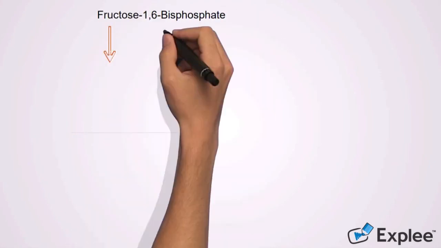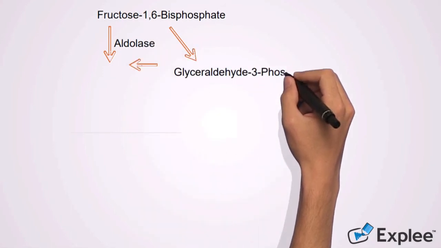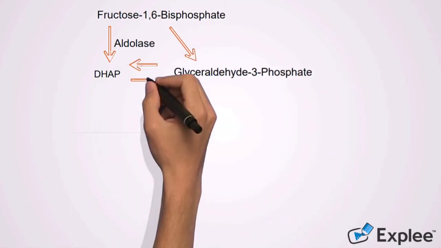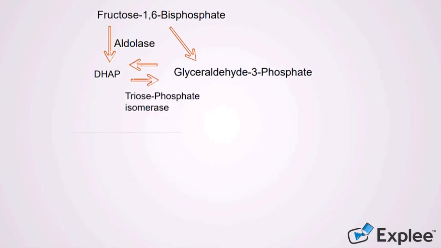Aldolase will split it into dihydroxyacetone phosphate and glyceraldehyde 3-phosphate. DHAP is still capable of being converted to GA3P with the help of triose phosphate isomerase. This first phase of glycolysis is more of energy utilization.